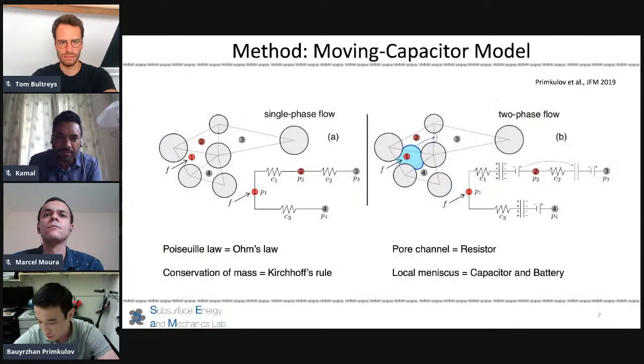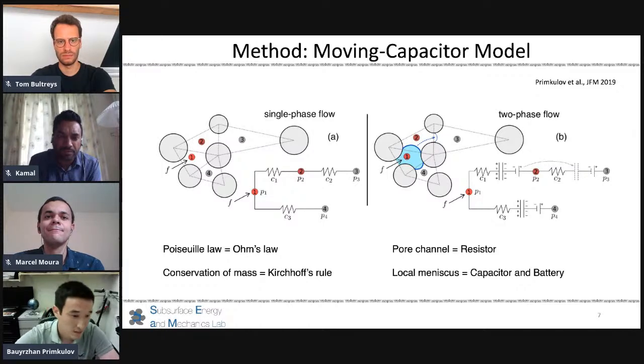After doing that, and since we could analytically find these critical pressures, it was relatively straightforward to extend the model to include the viscous effects. People have known for a while that flow in porous media is very similar to currents in electrical circuits. There was a study by Fatt back in the 60s.